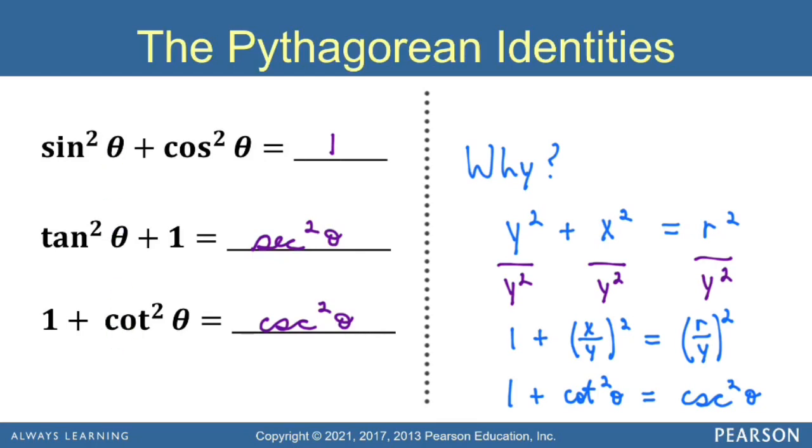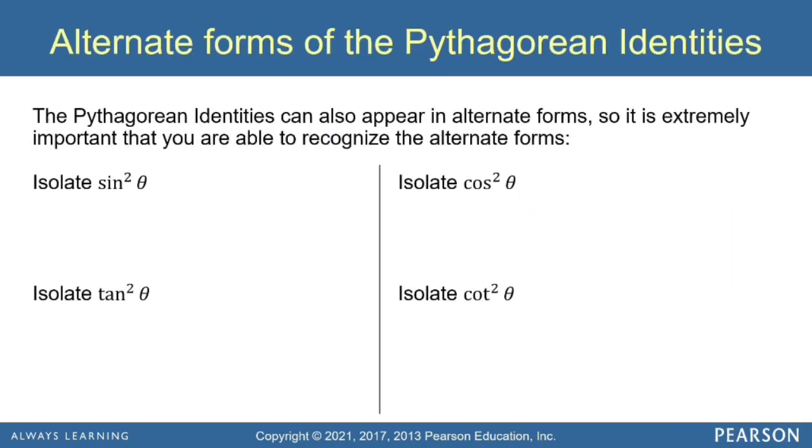They're called the Pythagorean identities because they're all based on the Pythagorean theorem. Now we will frequently see expressions that involve one or two terms from a Pythagorean identity, so it's important for us to be able to recognize their alternate forms.